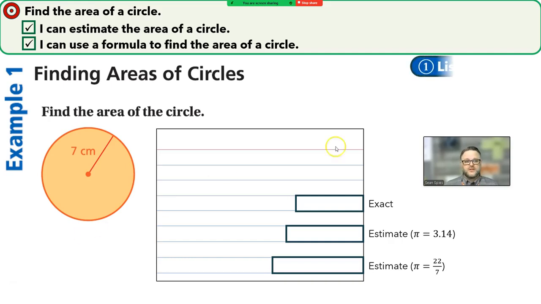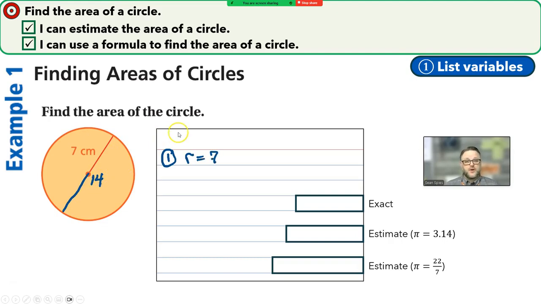Our first step is going to be to list our variables. Again, our variables are our radius and our diameter. So we went through, we saw we only had half, so we made it full. Half was 7, so full is 14. That means our radius is 7 and our diameter is 14.